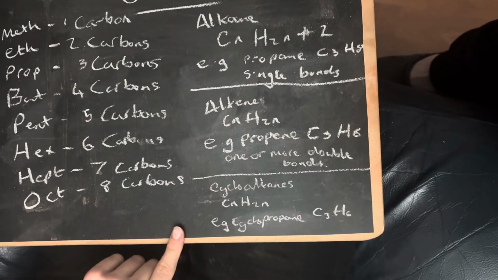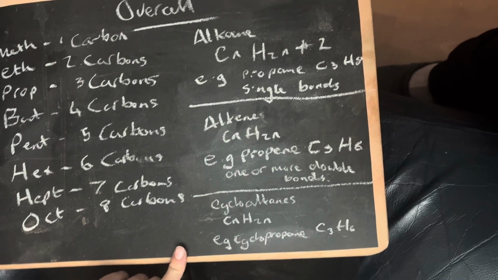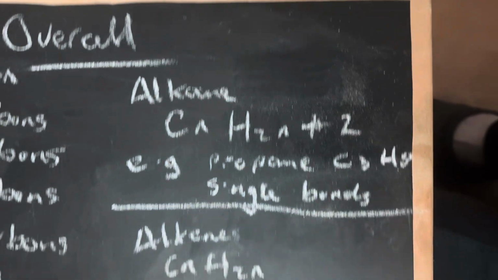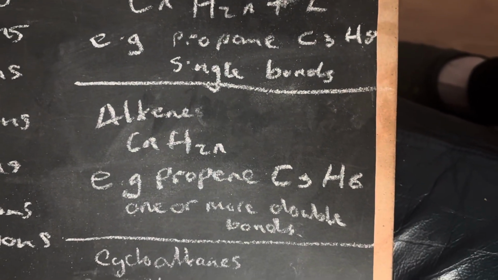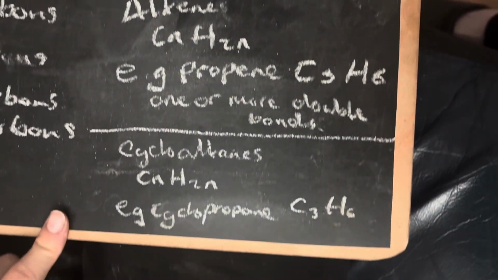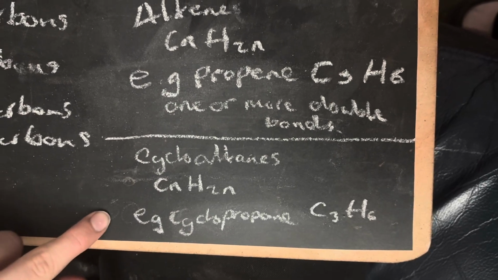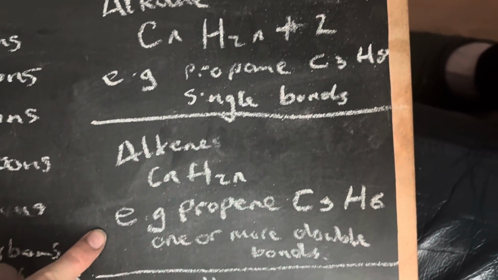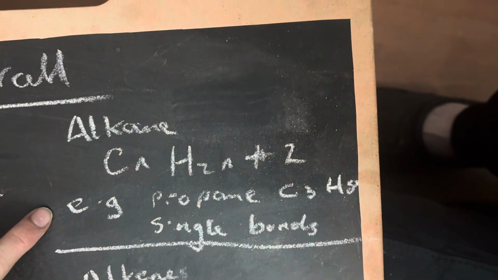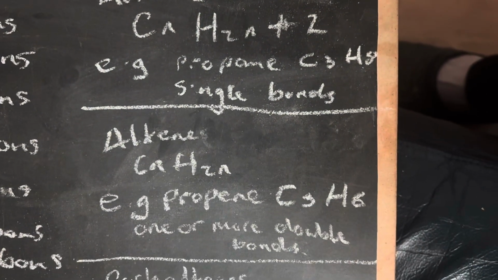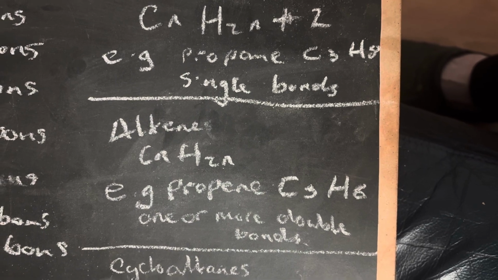Alkanes' general formula is CnH2n+2. Alkenes, CnH2n. Cycloalkanes are CnH2n as well. And here are examples of them. Alkanes have single bonds, and alkenes have 1 or more double bonds.